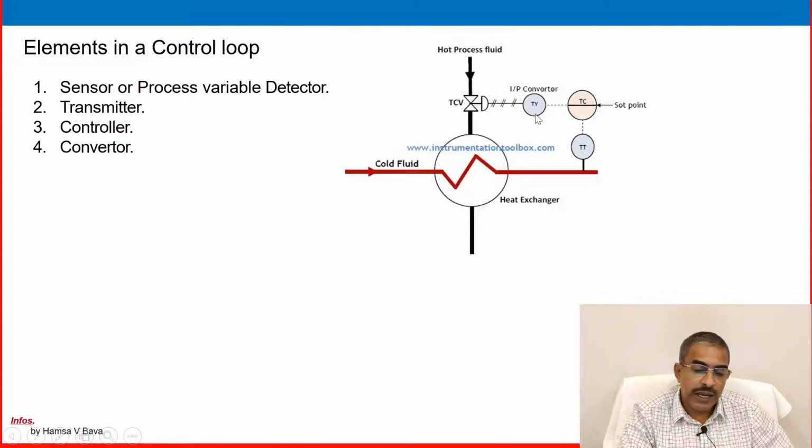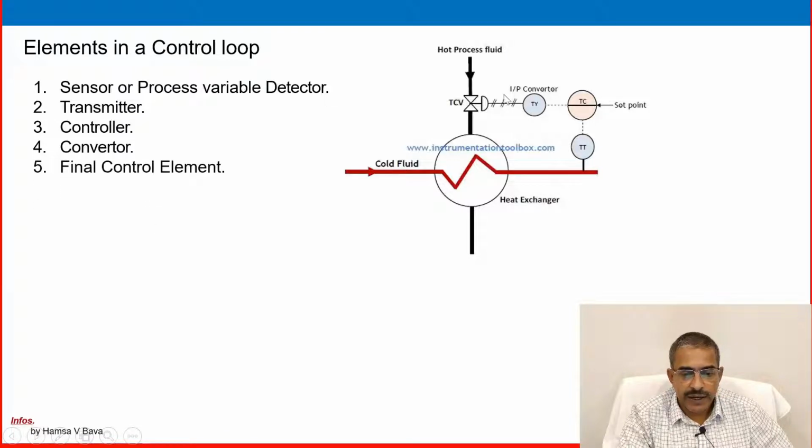So we use an I2P converter or transducer, outside near the field, to convert the electronic signal to a pneumatic signal. That is why this is a dotted line, and this is a single line with a cross, a pneumatic line representing in P and ID. The error signal goes to the final control element, the TCV here. The controller gives a command to the TCV to open or close more to maintain the temperature at set point.